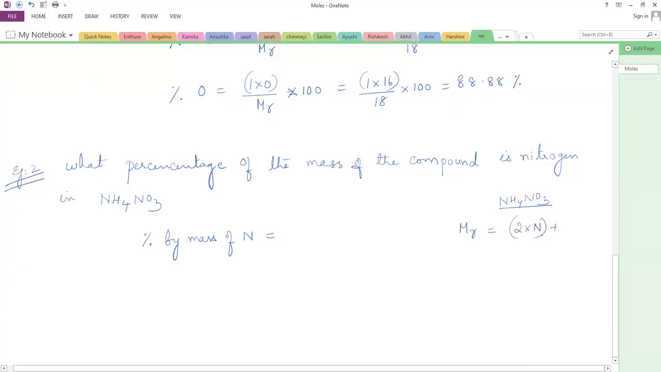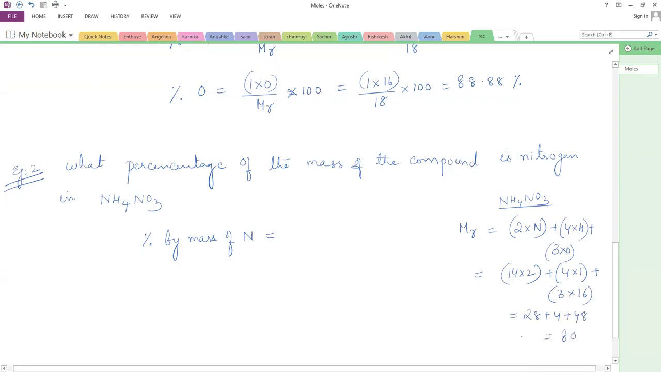So relative atomic mass of nitrogen into 2. There are 4 hydrogens, relative atomic mass of hydrogen into 4. Plus there are 3 oxygens, relative atomic mass of oxygen into 3. So nitrogen is 14. So 14 into 2 plus 4 into 1 plus 3 into 16. So 28 plus 4 plus 48, which is nothing but 80.